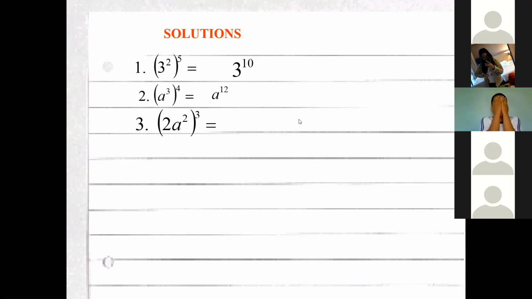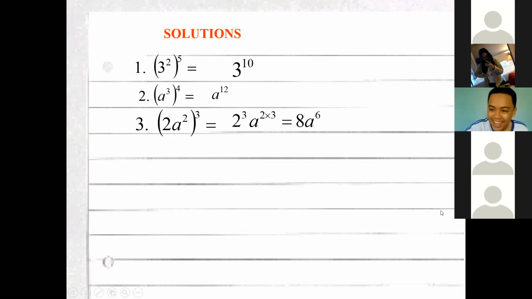So Jamie, would you like to change your answer? 8 to the power of 6, sir. Very good. The answer is 2 to the power of 3 times a to the power of 2 times 3, which is a to the power of 6. Be careful, not only Jamie, but for all of you guys who are with me in this session. If in case 2 is outside of the parentheses, this will not be raised to the power of 3. But since it is inside the parentheses, then that is affected by the exponent of 3. Understand, Jamie? Yes, sir. Okay, very good.